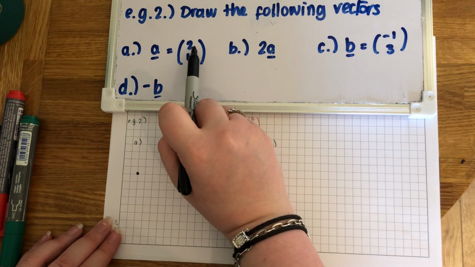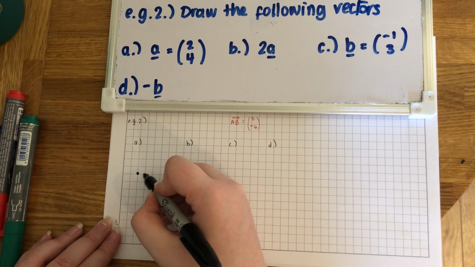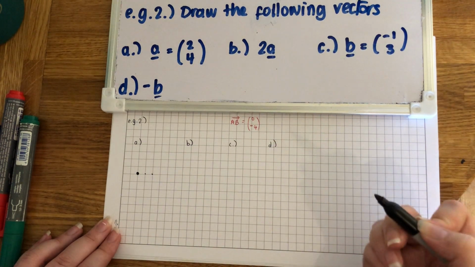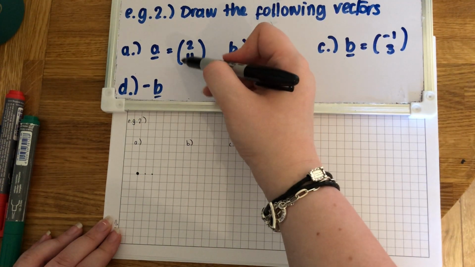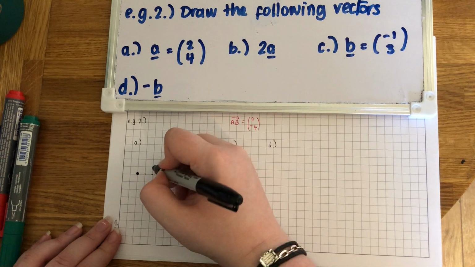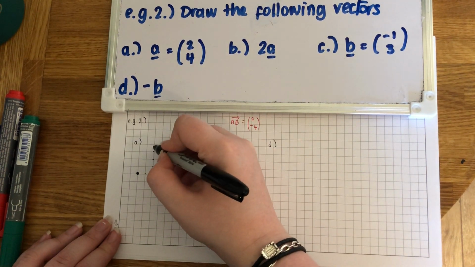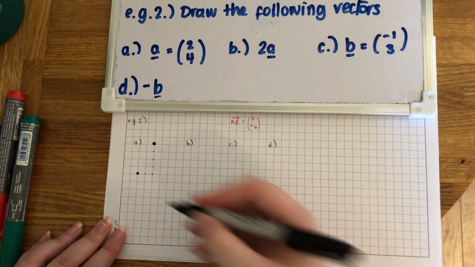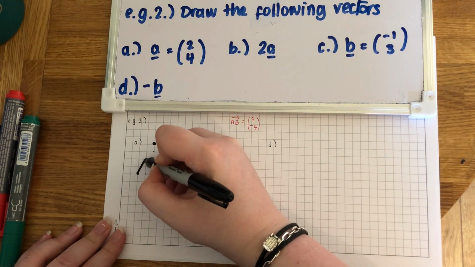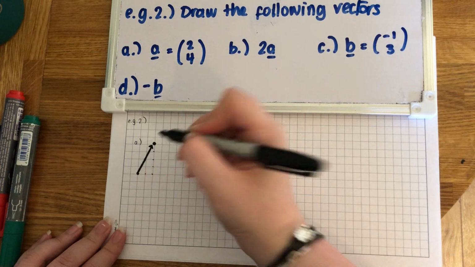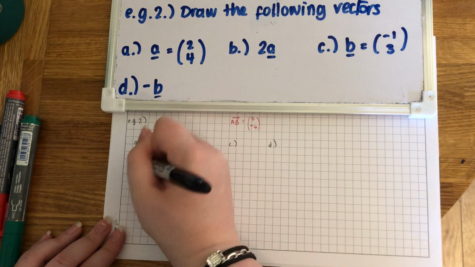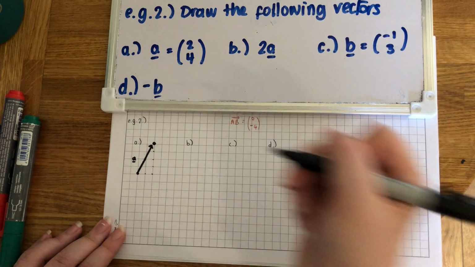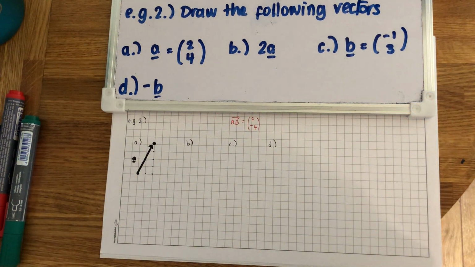So as I said, we're going 2 to the right, 1, 2. Then we're going 4 up because 4 is positive. So 1, 2, 3, 4. So I'm finishing there. And then I'm just going to draw an arrow going in that direction. Okay, and then we're going to label it. Okay, so A with a little line underneath.